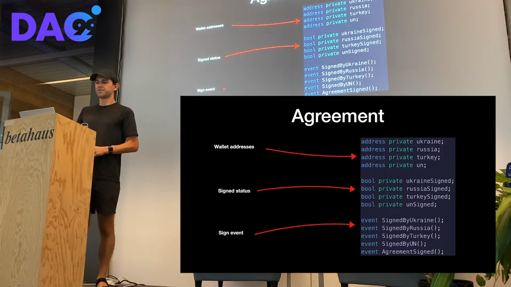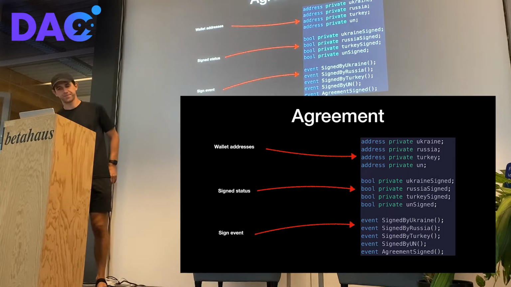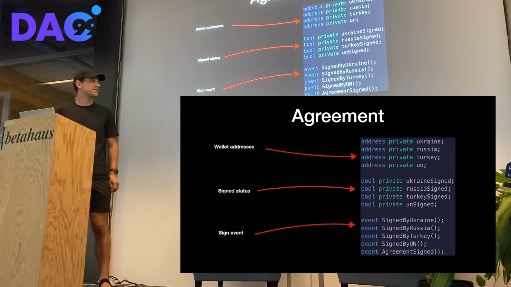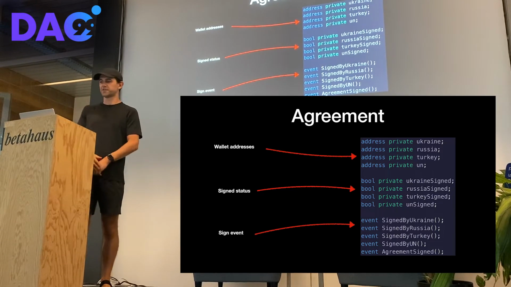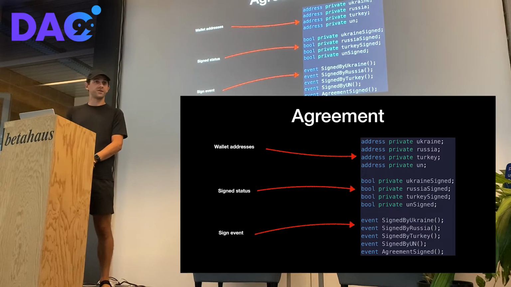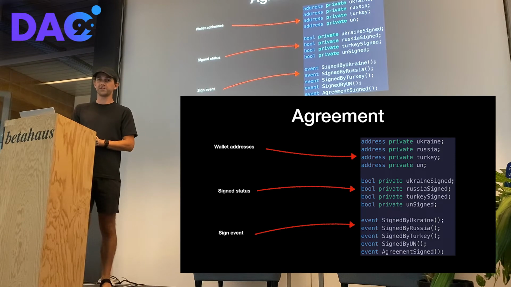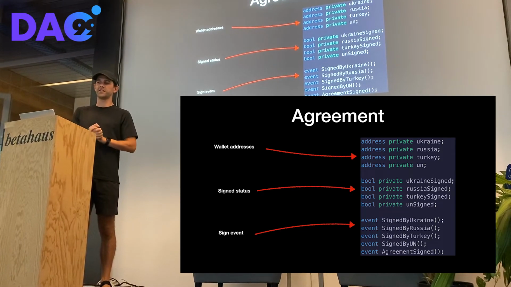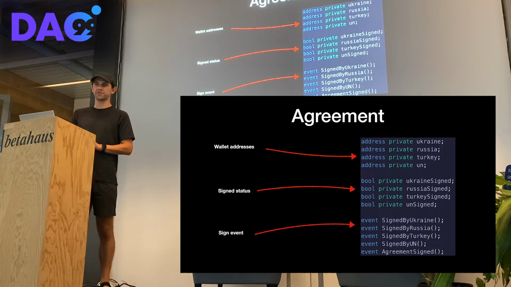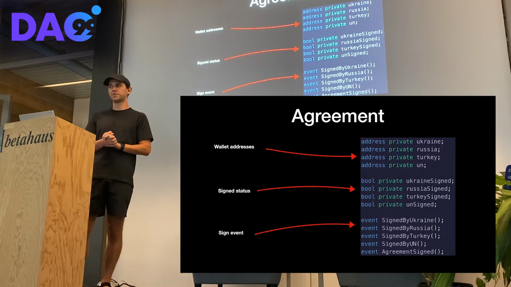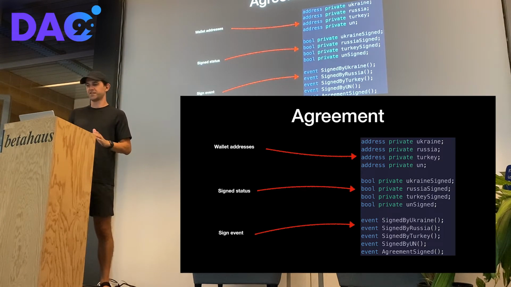So we will start with the Solidity side. We need to define a couple of things in the smart contract on the agreement side. First, we need to have the wallet addresses. We will assume that each country will have a wallet address. It doesn't matter if it's a multi-signatory one or a simple one. It doesn't matter in this example.